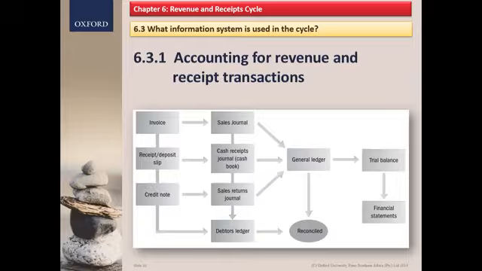So on monthly basis, the general ledger and debtors ledger should be reconciled. From the general ledger, there comes a summary. A summary of a general ledger is called a trial balance. So a trial balance will actually form basis of the preparation of financial statements. So the whole revenue and receipt transaction or cycle will actually end in financial statements.